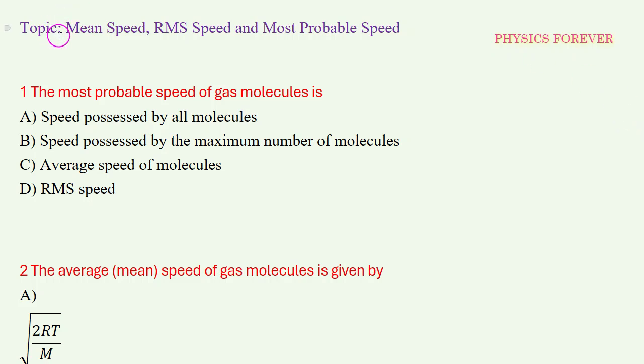So then today's topic is mean speed, root mean square speed and most probable speed from Unit 5, thermodynamics and statistical mechanics. Question number 1: the most probable speed of a gas molecule is... the correct option is B. It is the speed possessed by the maximum number of molecules, that is the highest peak in the Maxwell-Boltzmann distribution curve. Option B is correct.